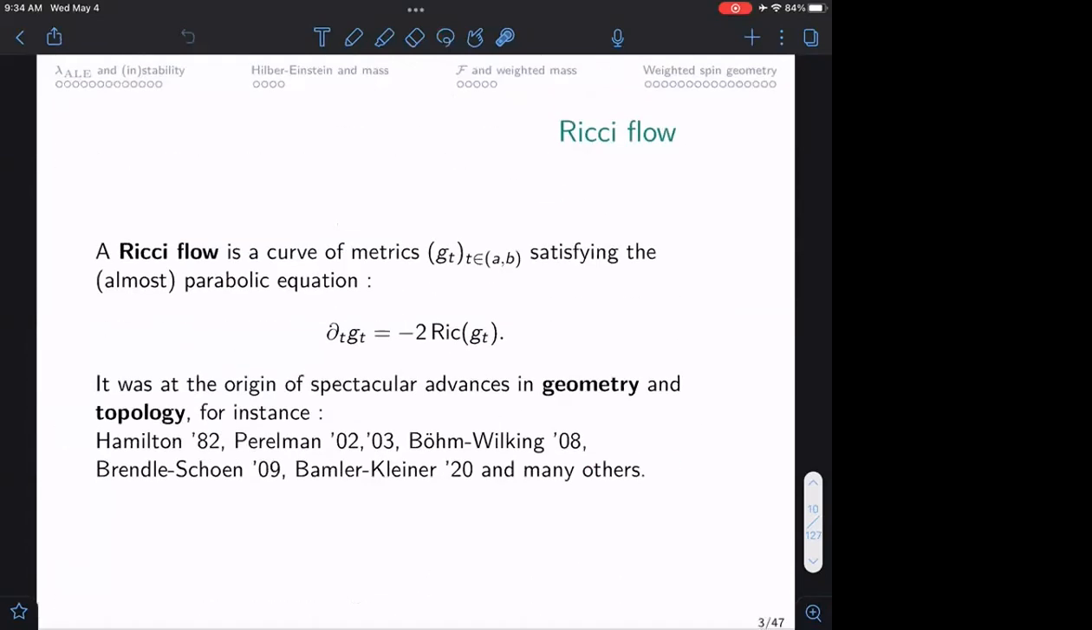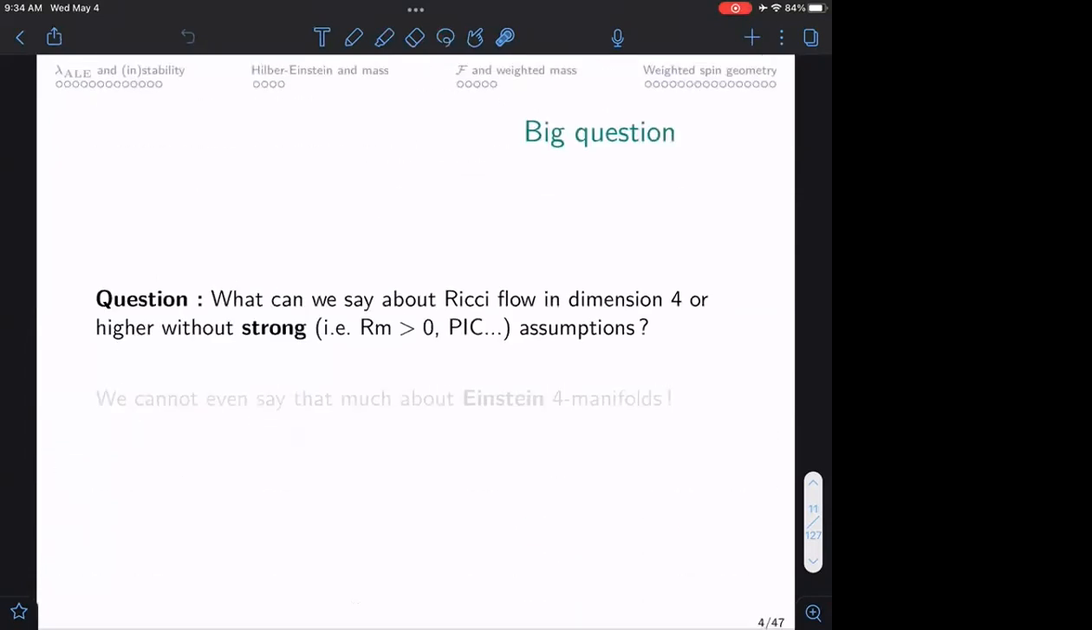But it's also been central in geometry and topology. Here I just give some of the main results we've had through Ricci flows. You'll notice that everything happens in dimension three, or in higher dimension with positive curvature or some very strong positivity assumption on the curvature. And the question is, can we say anything without such assumptions, in dimension four, say, without a very strong positivity assumption on the curvature?